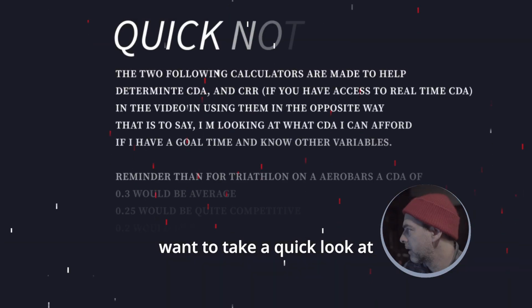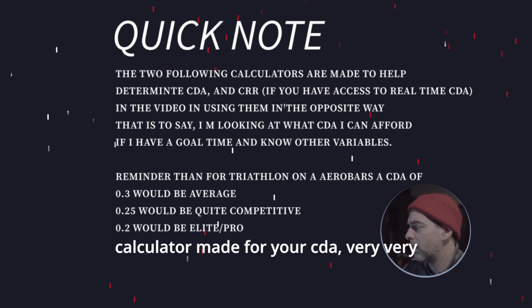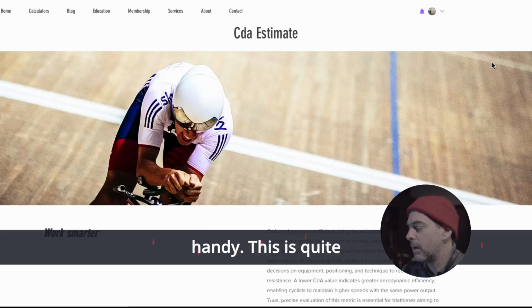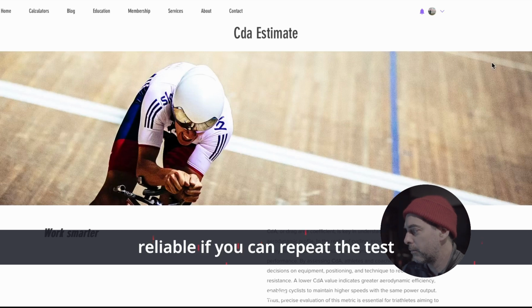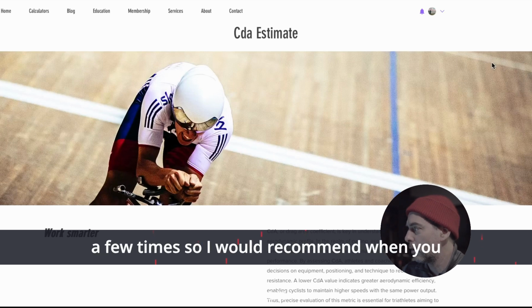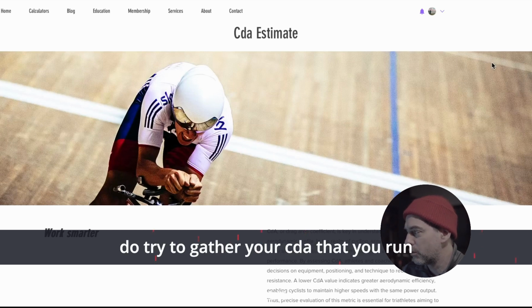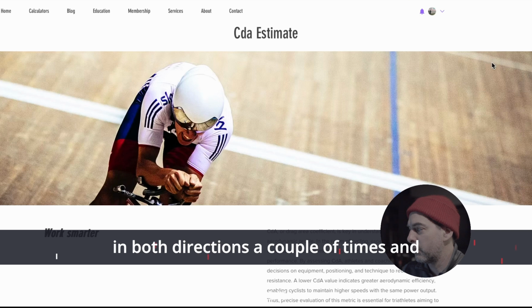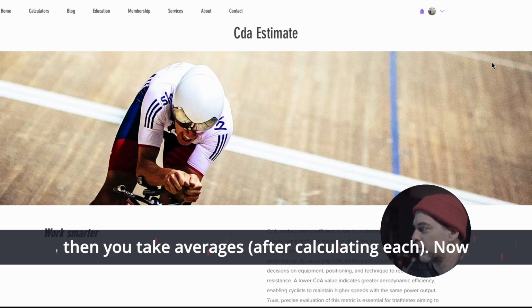I want to take a quick look at a calculator made for your CDA. Very, very handy. This is quite reliable if you can repeat the test a few times. So I would recommend, when you try to gather your CDA, that you run segments of a course in both directions a couple of times and then you take averages.